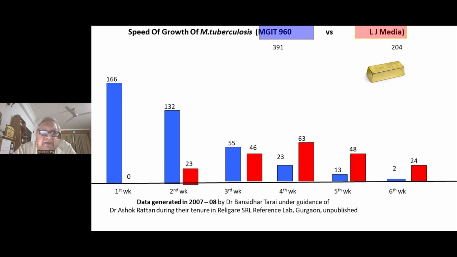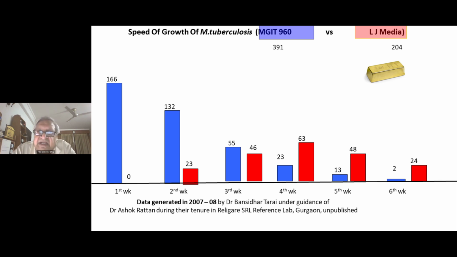Many years back, when Dr. Bansidhar and I were both in SRL, we had processed 500 samples, both with MGIT 960 and LJ medium. And we found that out of 500 samples, 391 grew in MGIT, while only 204 grew in LJ. And as you notice here, in the first week itself, we started getting positive results with MGIT, while for LJ, it was much less and it took a longer period.